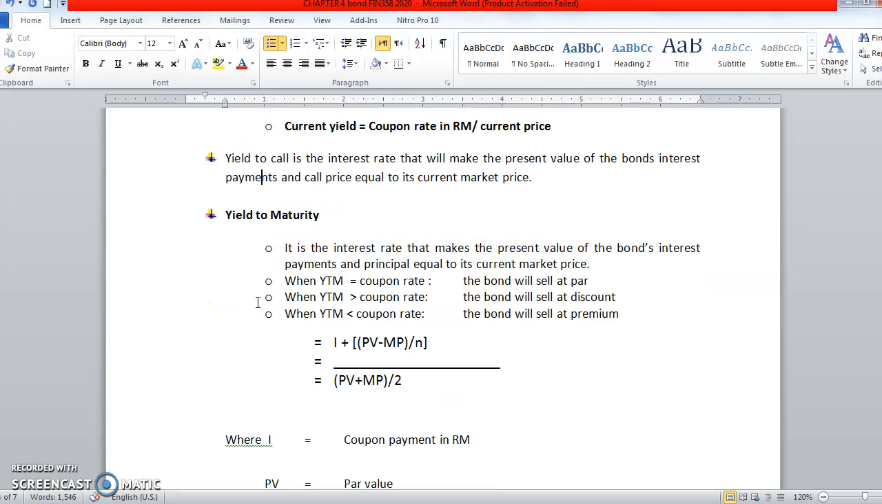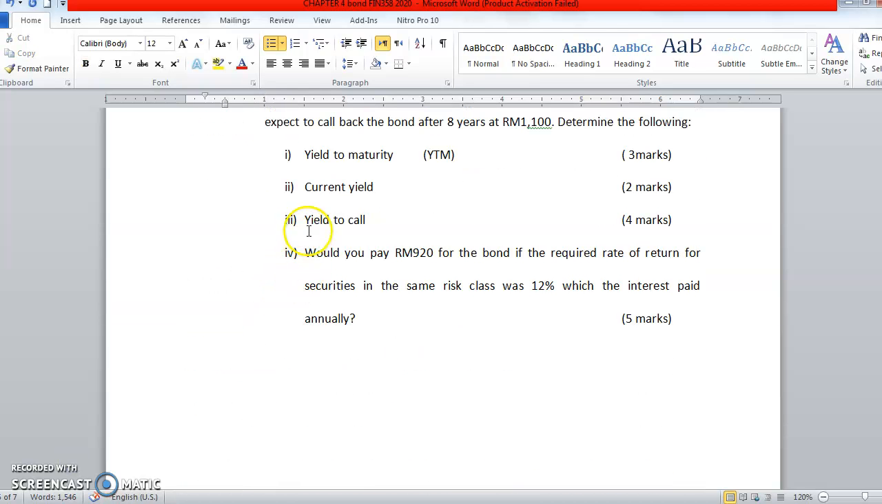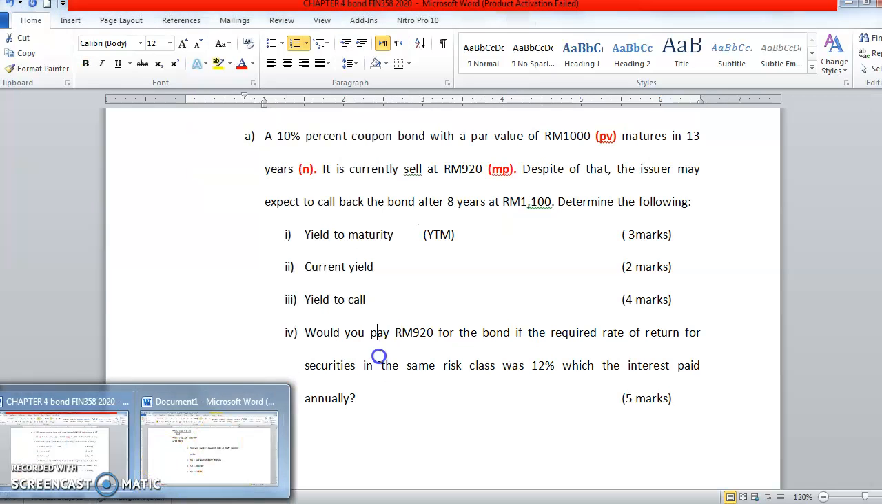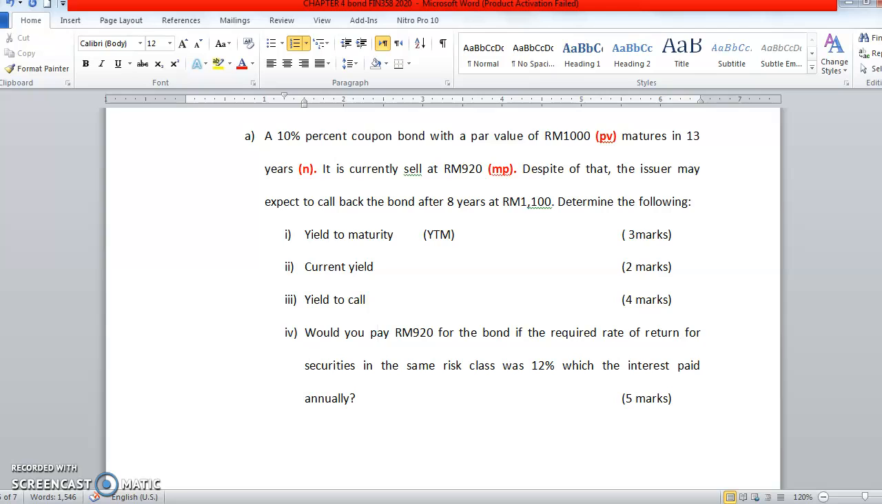And the next question adalah, yes, yield to call. What is the yield to call? The same method as how we are going to calculate YTM. Cuma kita akan menggunakan this price, and untuk maturity kita tak akan guna 13 years. We have to use the callable period. What is the callable period? So untuk yield to call, I'll show you in the next video.